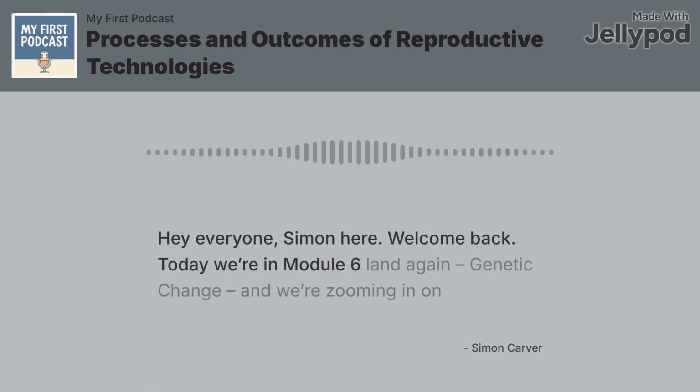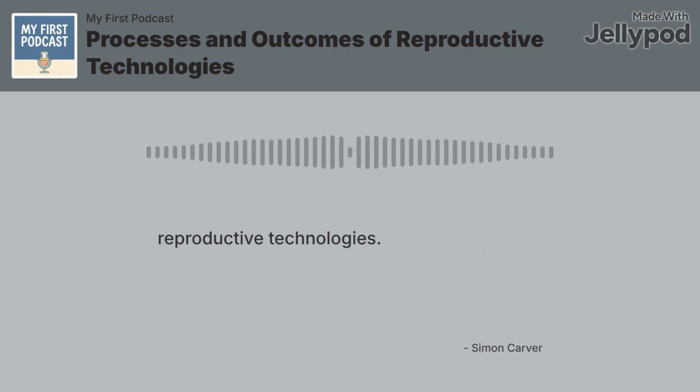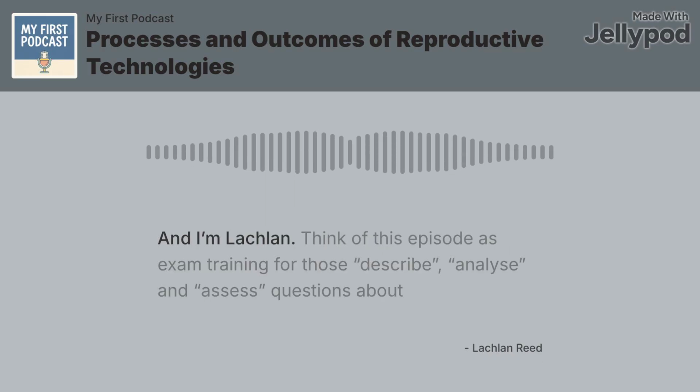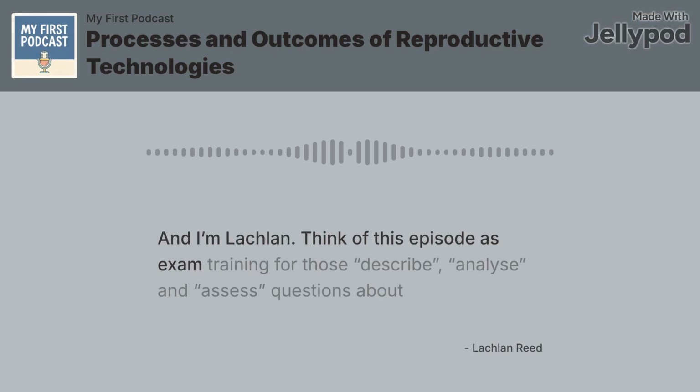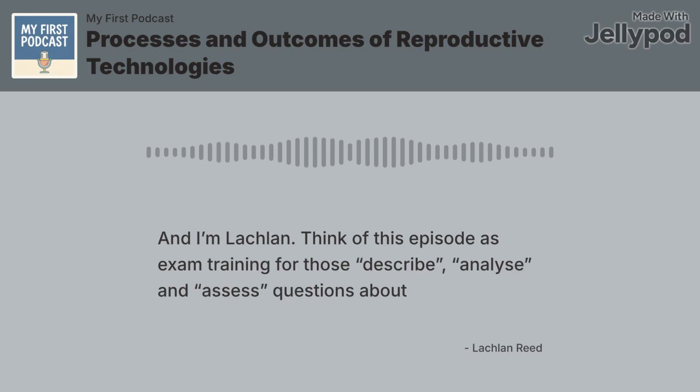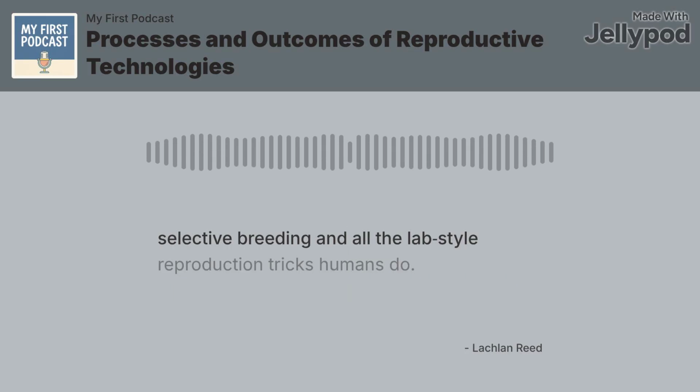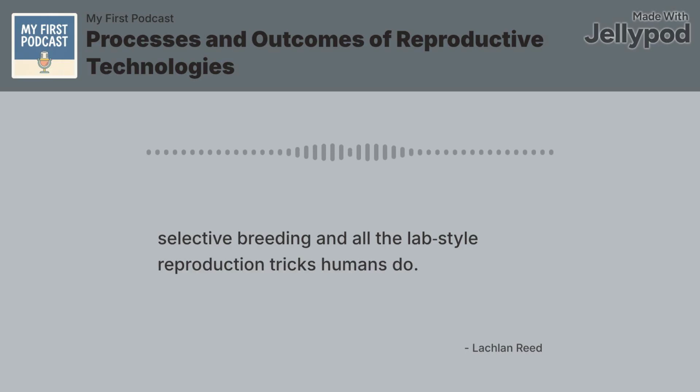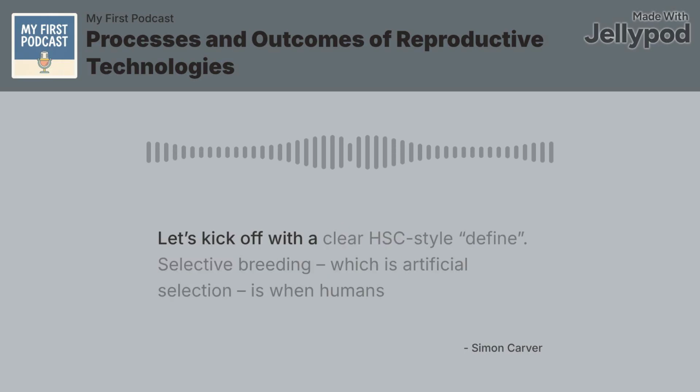Today, we're in Module 6 land again, genetic change, and we're zooming in on reproductive technologies. And I'm Lachlan. Think of this episode as exam training for those describe, analyze, and assess questions about selective breeding and all the lab-style reproduction tricks humans do. Let's kick off with a clear HSC-style define.